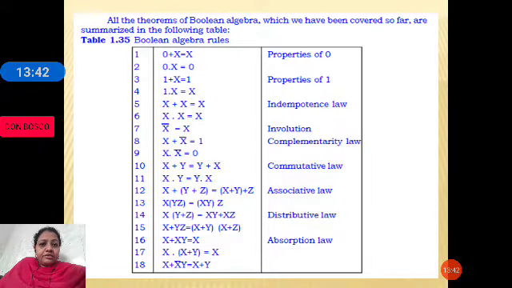The other complementary law says that if a variable is ANDed with its complement, it is equal to 0. X ANDed with x bar is equal to 0. Then we have commutative laws. Commutative law says that x plus y is equal to y plus x, and x and y is equal to y and x.